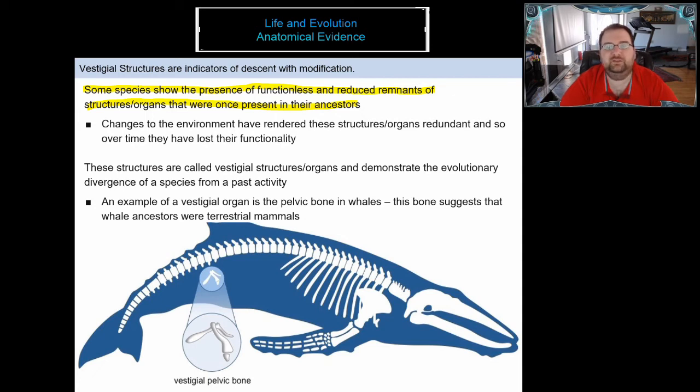We've talked about some of these things, like for example, your appendix is an example of a vestigial structure, right? We don't actually need them anymore, right? In fact, today they cause more harm than they do good in a lot of cases, right? And that's because our diet changed and it's no longer useful to us because we don't need the bacteria that lived in our appendix. We don't eat that stuff that they were useful for. And so changes to the environment have rendered those structures or organs redundant. And so over time, they've lost their functionality. They often get reduced in size over time until eventually you might not even see them anymore.